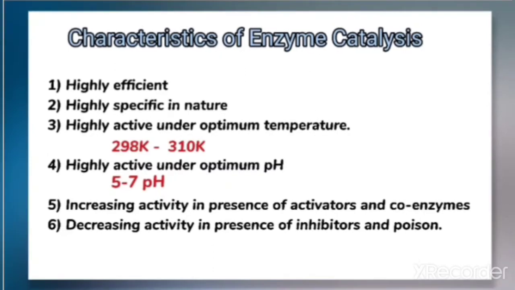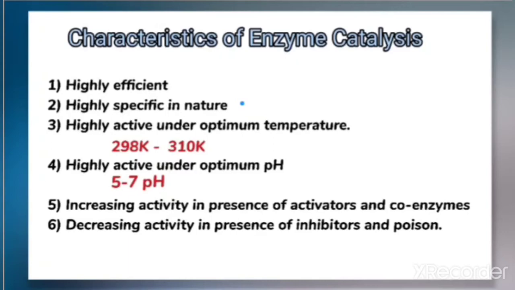It means one molecule of an enzyme may transform 1 million molecules of reactant per minute. That means the enzymes are quite efficient because a small quantity can catalyze a large quantity of reactant. So they are highly efficient and they are highly specific in nature because each enzyme is specific for a specific reaction. That means one catalyst cannot catalyze more than one reaction.